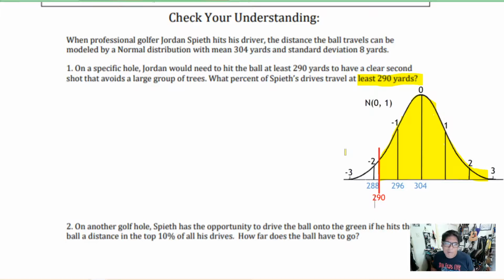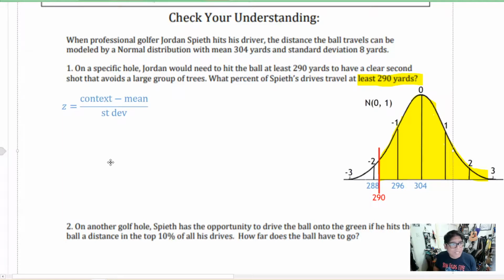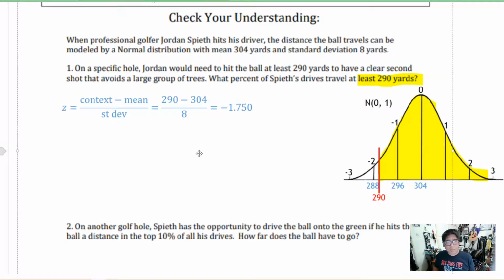Somewhere between 84 and like 97. The z-score is equal to the context value minus the mean divided by the standard deviation, which is 290 minus 304 divided by 8, which is negative 1.750, but I guess we don't need the 0. Now we'll start in with our probability.